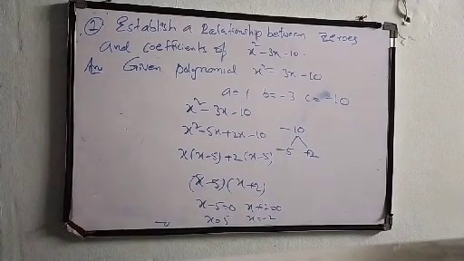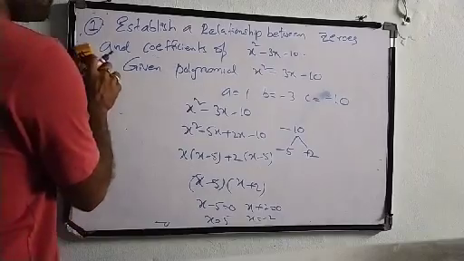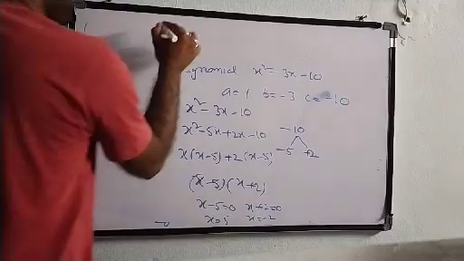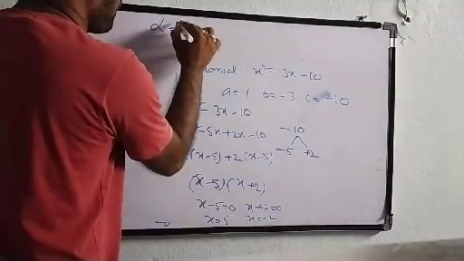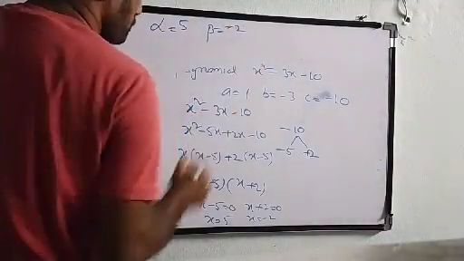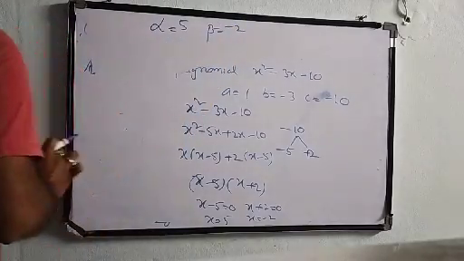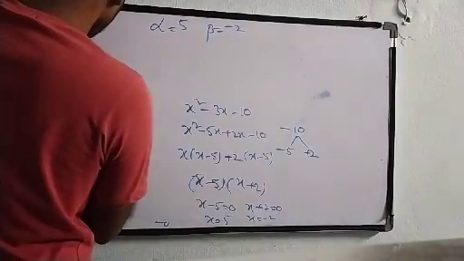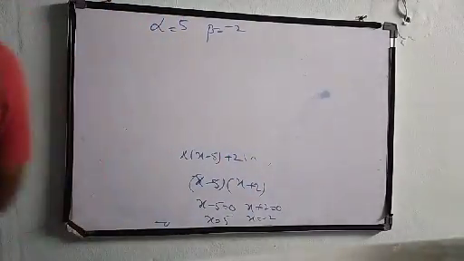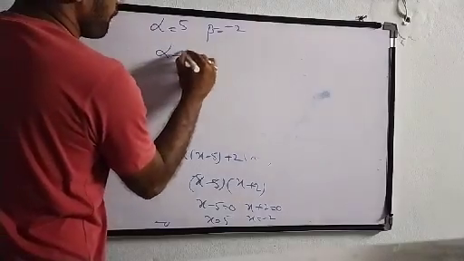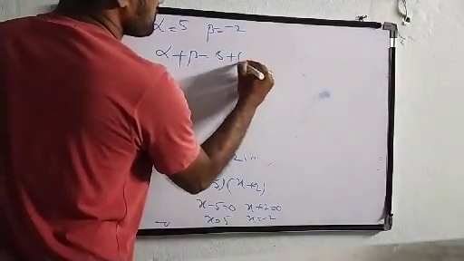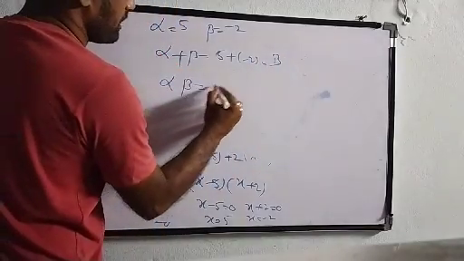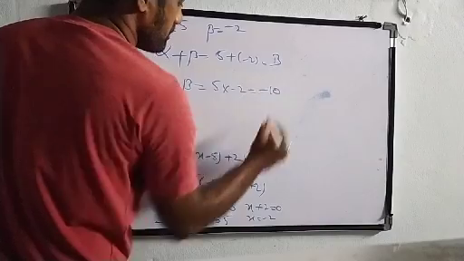So I got here two zeros. One is 5 and the other one is minus 2. So I will assume it as alpha. So alpha I got it as 5 and beta I got it as minus 2. Now let us establish, first of all, the sum of the zeros. So that is alpha plus beta, which is 5 plus minus 2, which is 3. So alpha into beta, which is 5 into minus 2, which is minus 10.